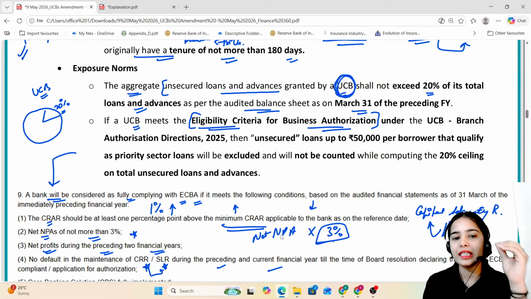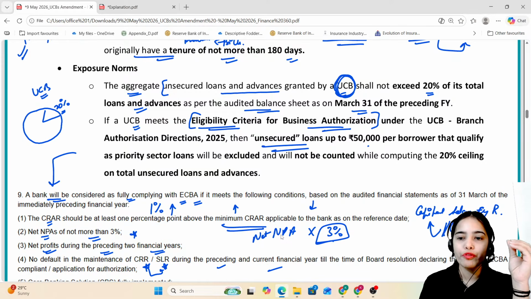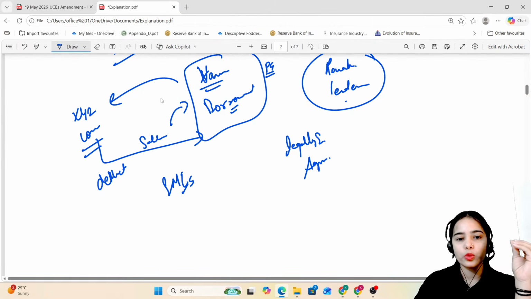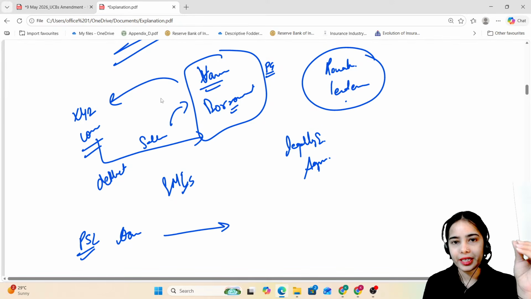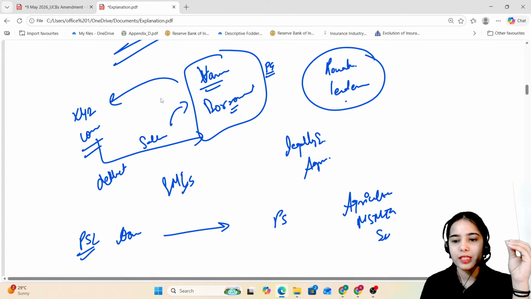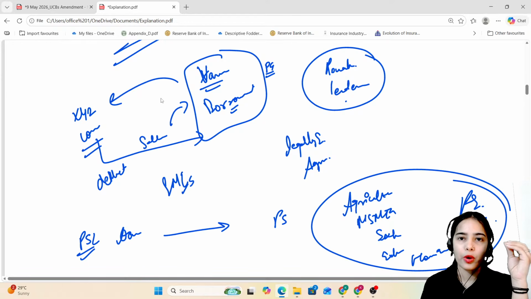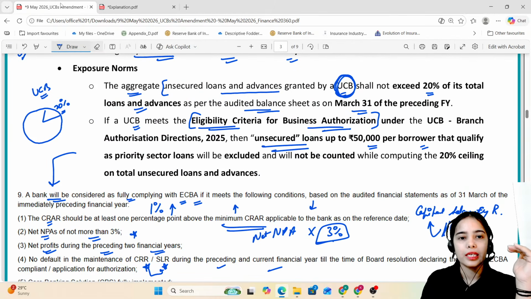So if we have a healthy urban cooperative bank, then unsecured loans up to 50,000 per borrower that qualify as priority sector loans will be excluded. Priority sector loans are the loans provided to priority sectors such as agriculture, micro, small and medium enterprises, export, education, housing, renewable energy, and social infrastructure. So these are the priority sectors.